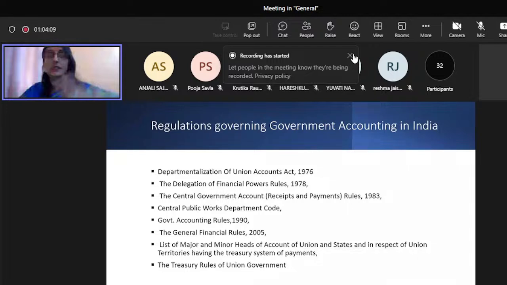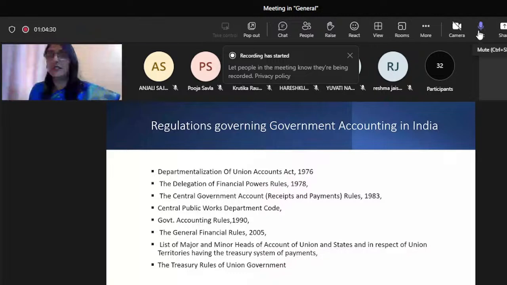So let me show you one format of these government accounting rules. I just don't know whether it will be visible. This government accounting rule is visible. Is it visible? Yes, ma'am.